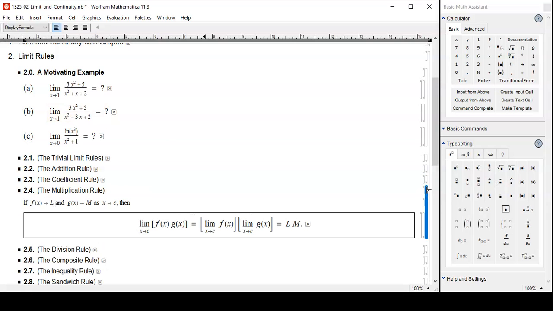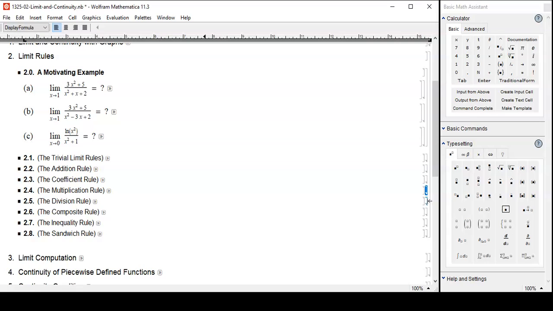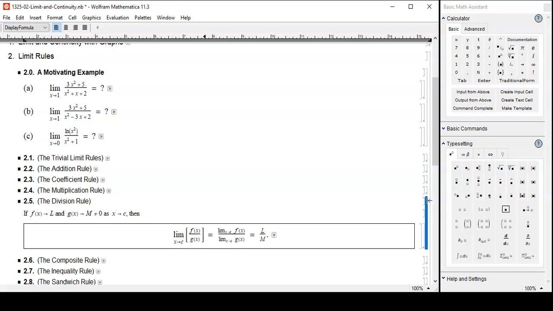The multiplication rule, the limit of product is product of limits. Again, I can plug in the limit value L and limit value M here, if those limits exist, of course. So the plugging in is supported by multiplication as well, as long as the limits exist. The division rule, the same here, I can plug in the numbers. Limit of quotient is quotient of the limits.